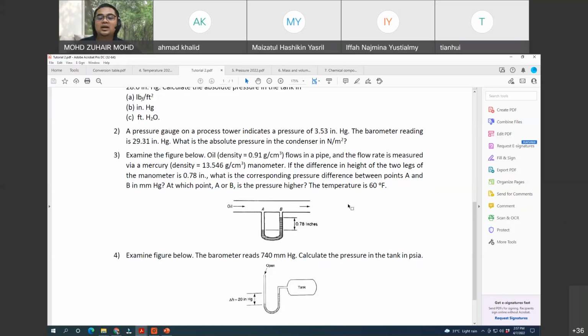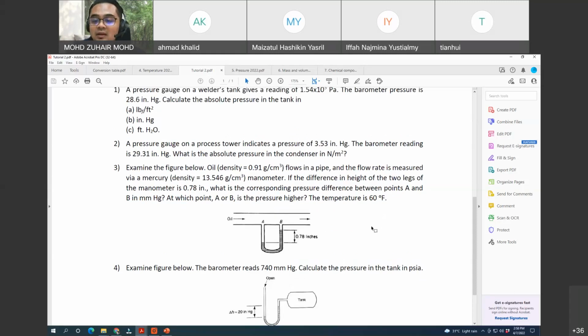Okay. The reason why it gives the degree Fahrenheit, the temperature here, is because it's related to the density. Density will change over temperature. Different temperature will produce different density. And for other types of question, maybe you have to refer to the steam table to see the density at a specific temperature. For this one, we already have the density. We're just going to use whatever we have, and just ignore the temperature. Okay.